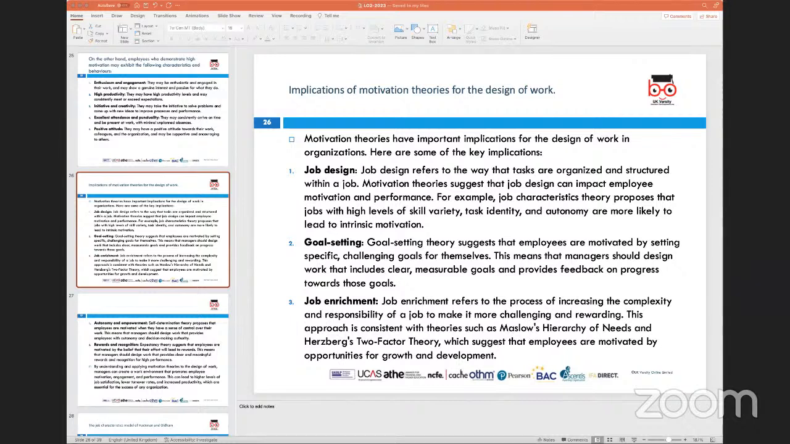Now, within the job design, you would also have what is called goal setting. And this is where we are going to be dipping back into the goal setting theory. If you remember what we discussed in terms of the goal setting theory of motivation, which was Locke's and Latham's theory, you remember they identified 5 elements in the goal setting theory.